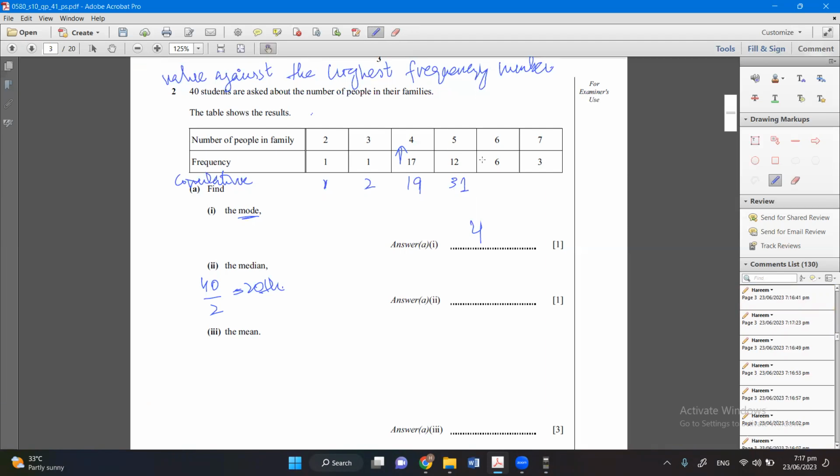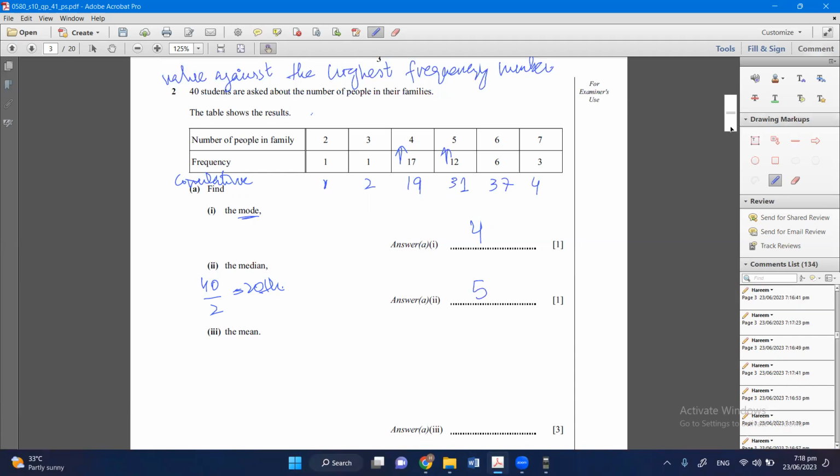Okay, it's 31. Then again, what we were doing was 12 plus 19, it's 31, then 31 plus 6, so 37. Then 37 plus 3, it would be 40. Now the median is the 20th value. We cannot take 19 as it is closer to 20. We either take the exact value or move to the bigger one. So after 20, the biggest number we have is 31. So it means median is 5.